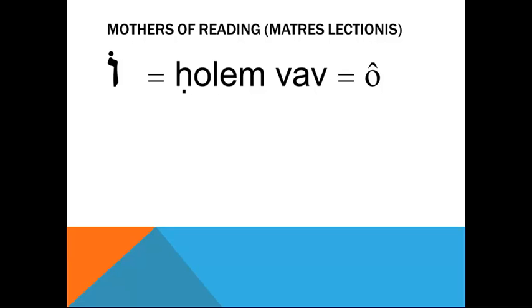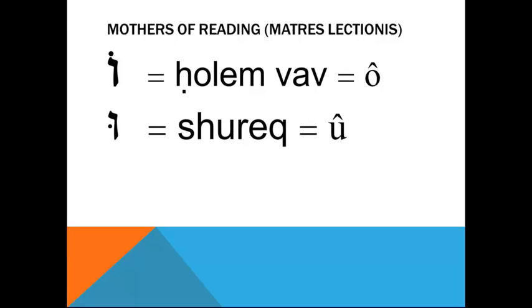Now sometimes the vav is a consonant. Again, this Hebrew is incredibly complicated. You've got to get out your paper bag and take a few deep breaths, and then just chill. You'll get it eventually. But some vavs are consonants, and some vavs, when they have a holum on top, are mothers of reading. They're helpers to say a long O goes here.